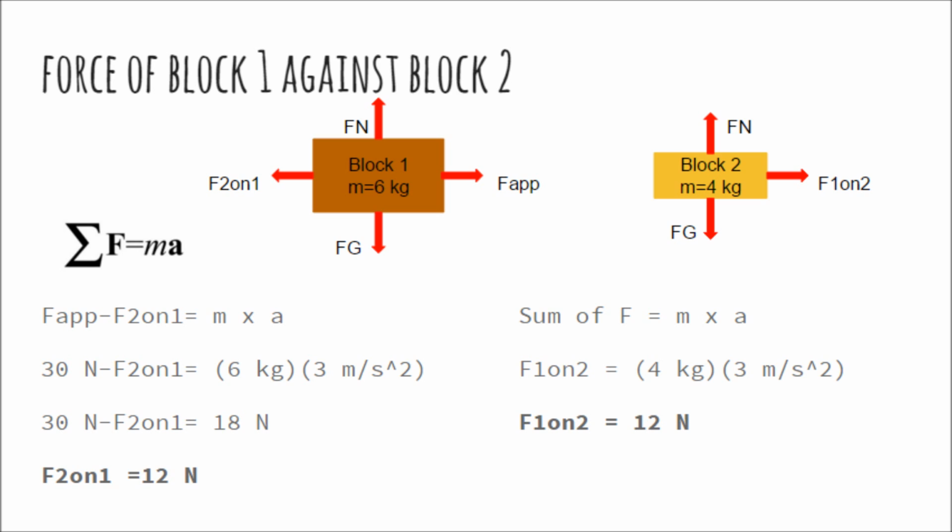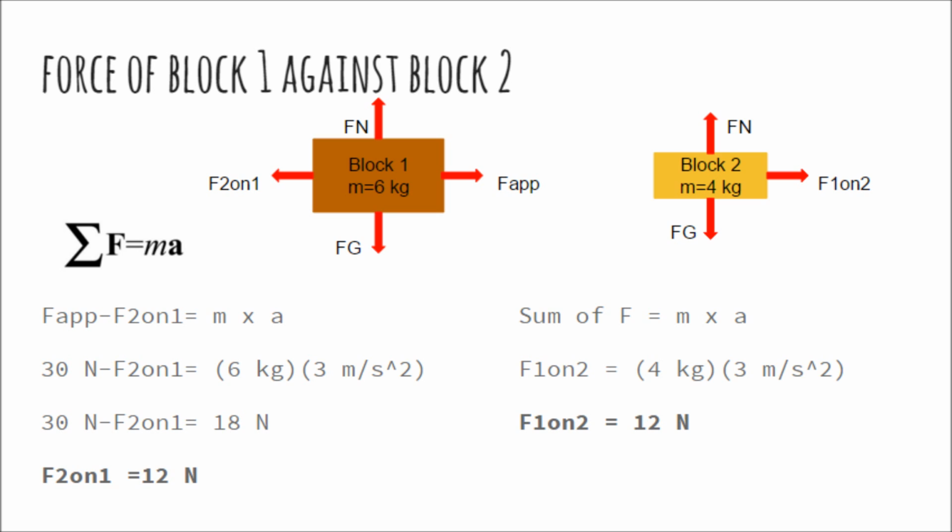So we know that it has a gravitational force and a normal force, but since those two are equal, those can be eliminated from our sum of the forces equation. So the only two that we have to focus on are the applied force, which is the 30 newtons, and the force of block 2 on 1, which is what we're trying to figure out.